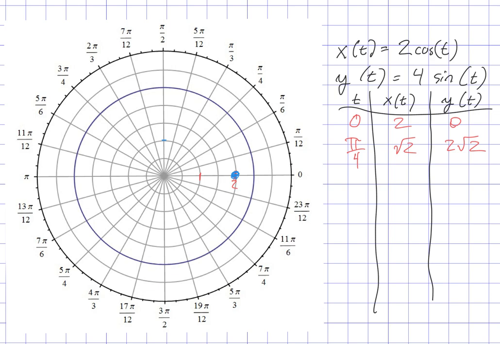And you might be thinking, how is that on a parametric? We're going to get there. We'll actually bump over to Desmos at some point and plot this and show you how it works. But we'll just keep going and putting a couple more points in here. Let's do pi thirds. Cosine at pi thirds is a half. Times 2 is 1. Sine at pi thirds, square root of 3 over 2, times 4 would be 2 square roots of 3.